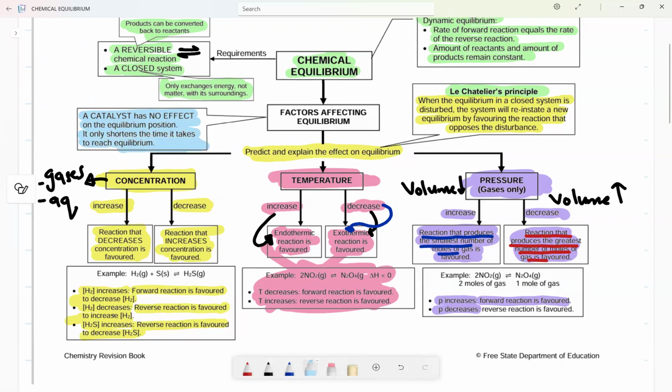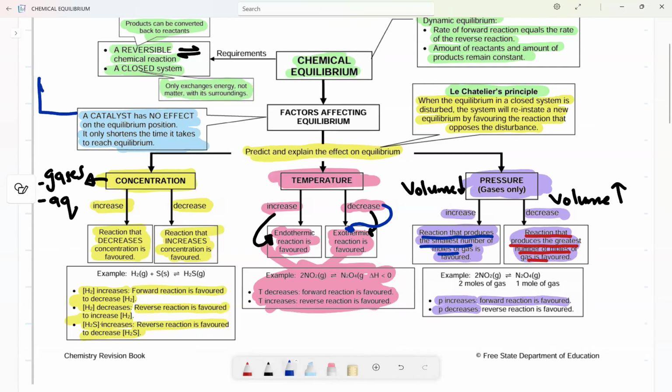Remember, if we have an increase in concentration, we reach equilibrium at a faster rate. If we increase temperature or concentration, we reach equilibrium faster. But if we decrease it, we reach equilibrium slower. The graph of this one will look like this.